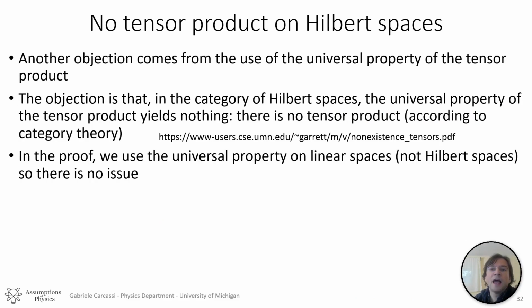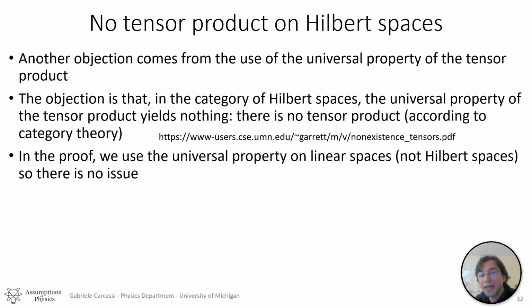Another issue that has been raised is that there is actually no tensor product on Hilbert spaces. What does that mean? It means that the characterization of the tensor product through the universal property does not actually work in Hilbert spaces. And here there is a link to somebody that explains that in more detail. But in the proof, we did not use the universal property on Hilbert spaces. We just used it on linear spaces where it works. So there is actually no issue.